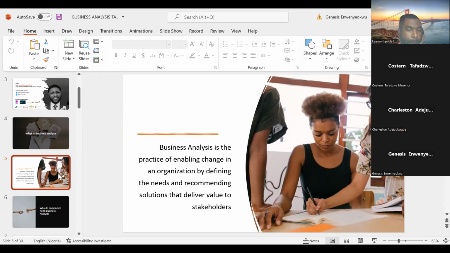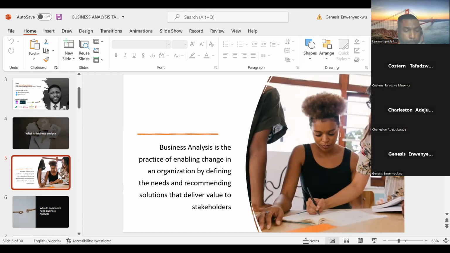So that is just the beauty of business analysis, your ability to identify needs, to define the needs that an organization is facing. It could be a problem, it could be an opportunity. And you don't just stop by defining the need or defining the problem or the opportunity, but you go ahead to recommend a solution. Right?